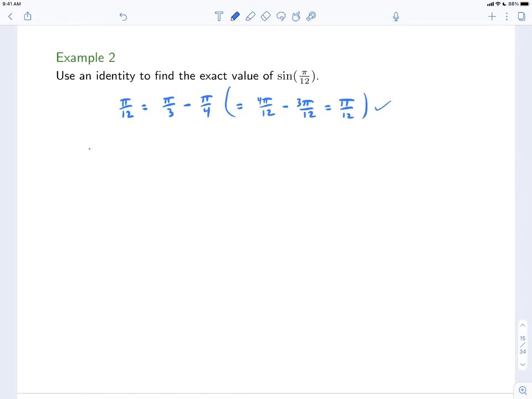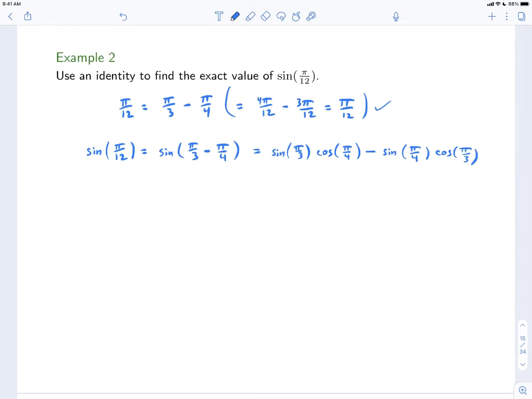So what I want to use is the difference formula for sine. So sine of pi over 12 is sine of pi over 3 minus pi over 4. And so now we use the difference formula for sine. So it's sine of pi over 3 times cosine of pi over 4. And sine preserves the sign, so then it's minus. And now you just swap the angles. So it's sine of pi over 4 times cosine of pi over 3.